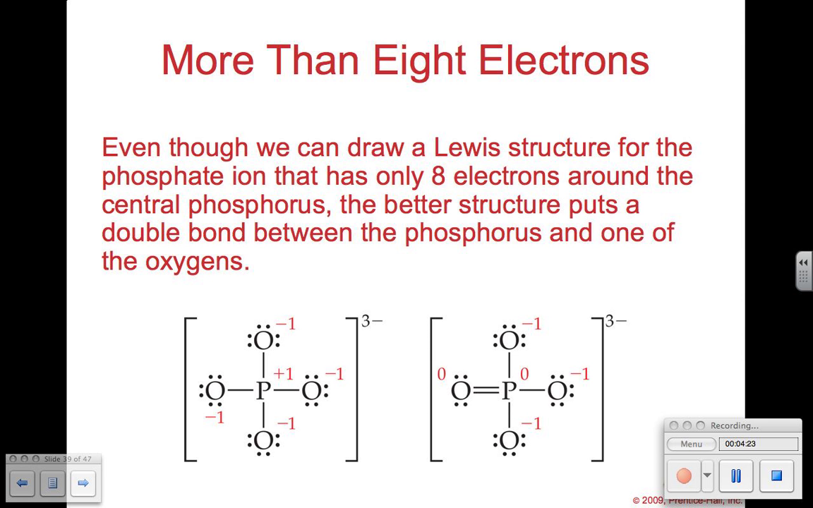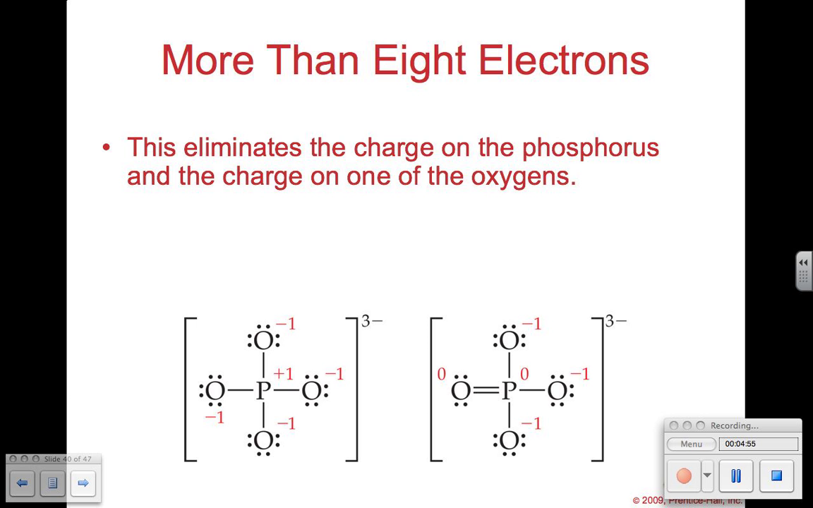So even though we can draw a Lewis structure for the phosphate ion, PO4 3-, that has only 8 electrons, the better structure puts a double bond between the phosphorus and one of the oxygens. You wouldn't necessarily expect this automatically, but it tends to be the structure on the right rather than the left. This eliminates the charge on the phosphorus and the charge on one of the oxygens, so it becomes a bit more stable, with less formal charge necessary.